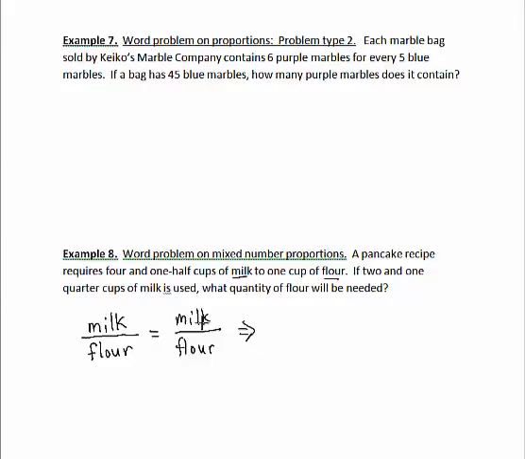So with the design of my proportion set up, I'll enter the numbers. So how many cups of milk? Well, 4 1/2, and so we write 4 1/2. That's the cups of milk. So 4 1/2 goes on the top, and then we have 1 cup of flour, and so 1 goes in the denominator where the flour goes.